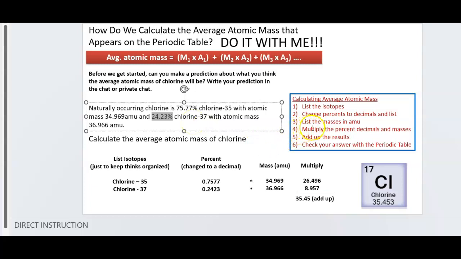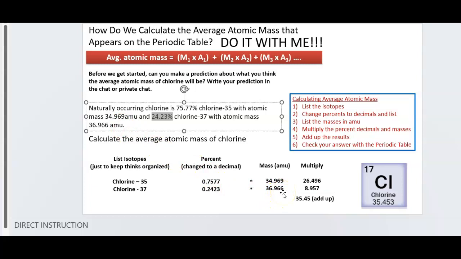Step 3 says to list the masses in atomic mass units that you're given in the problem. If I go back into the problem, they give me chlorine 35 is 34.969, so I've written that in. And chlorine 37 is 36.966, and I've written that in.